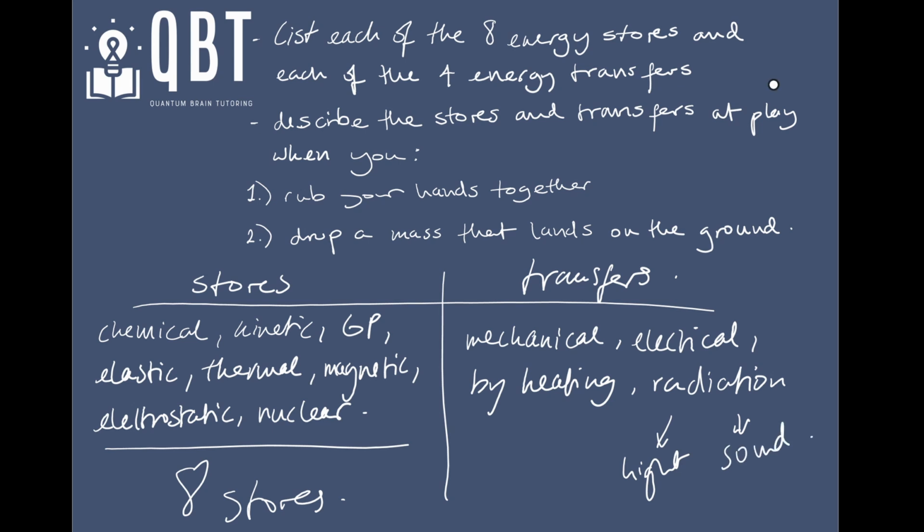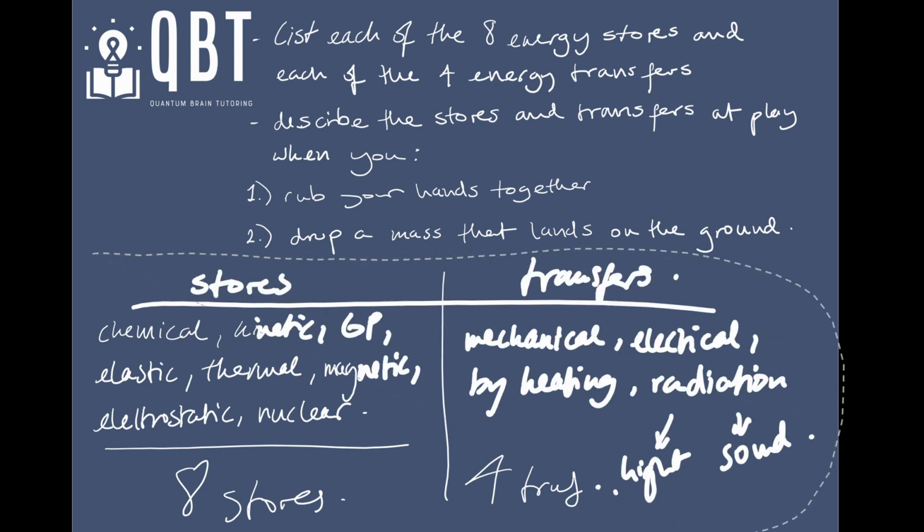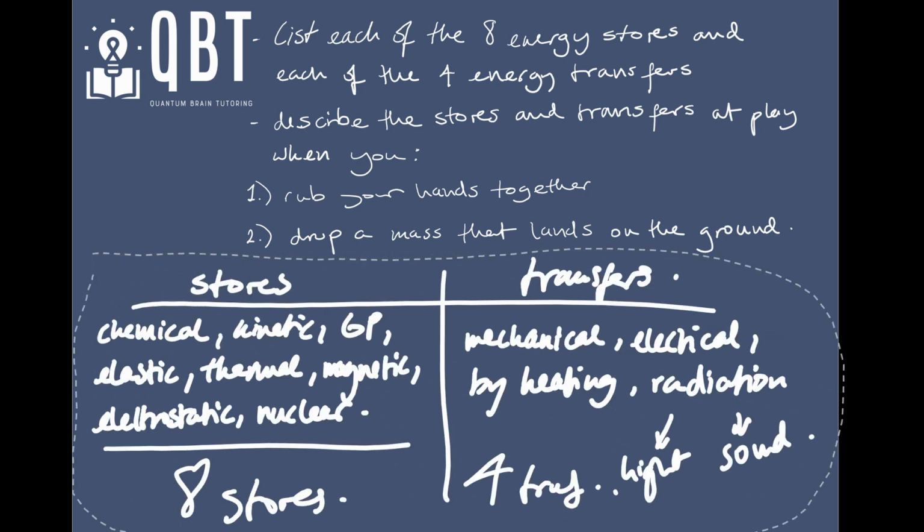Depending on the kind of transfer that's happening, if it's, say, a bulb lighting up, then there's going to be light involved. So when you're doing radiation, consider whether it's a transfer occurring via light or sound, and that should give you a clue as to how to answer that question. We've got our 8 stores and our 4 transfers, which is great, so let's get rid of this and try to answer the next part of the question.